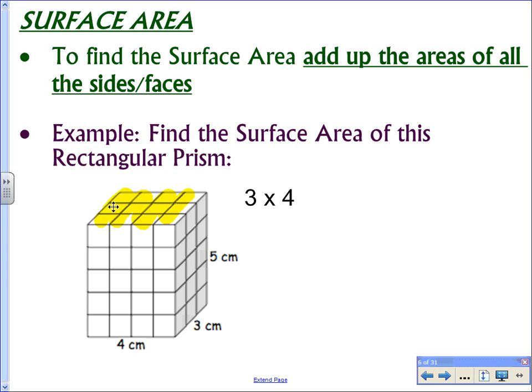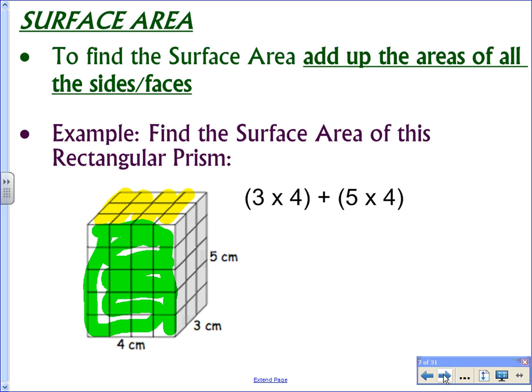To start off, we're going to find the area of the top of the prism by multiplying 3 by 4. That gives us the area of the top side. Then we're going to add to that the area of the front of the prism. To find it, we're going to multiply 5 by 4, because it's just a rectangle, so you just multiply length by width. Next, we have the side of the prism. To find the area of the side, we're going to multiply 3 by 5.